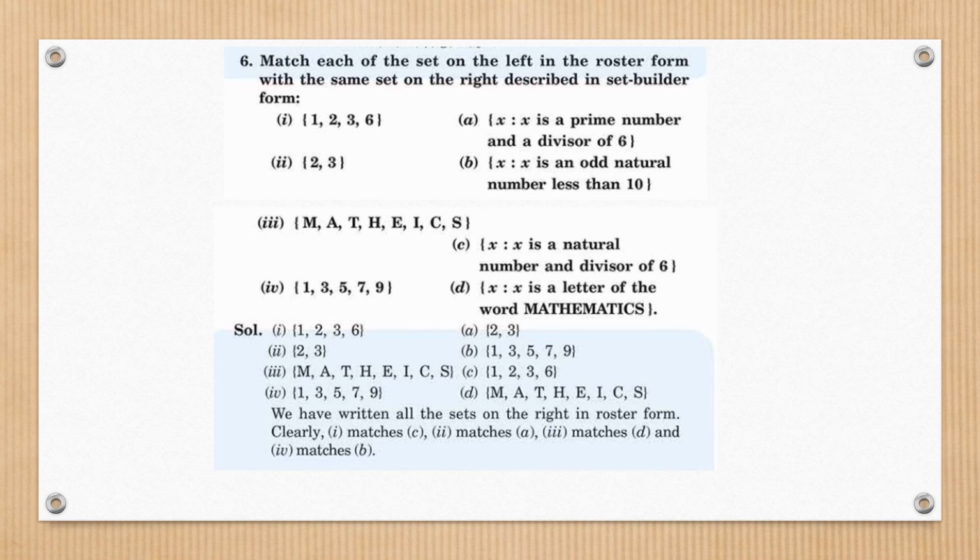Match each of the sets on the left in roster form with the same set on the right described in set builder form. So it's very clear. I think we did it in our example part also. So you can see that 1, 2, 3, 6 is matching with A. X is a prime number and a divisor of 6.